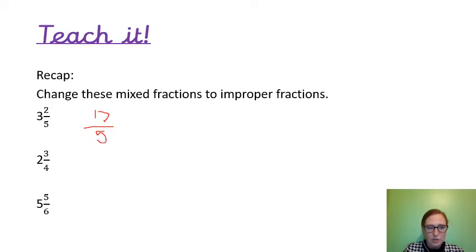In this second example, we've got 2 whole ones, but they're split into quarters. So in each whole, we've got 4 quarters. So in 1 whole one, there's 4 quarters, 2 whole ones, there's 8 quarters, but there'll also be the extra 3 here. So 8, 9, 10, 11, making the improper fraction 11 quarters. In the final example, we've got 5 whole ones, but each of those whole ones are split into 6. So 1 whole one is 6 sixths. Can you pause the video and work it out and check with me in just a moment that you've got the correct answer?